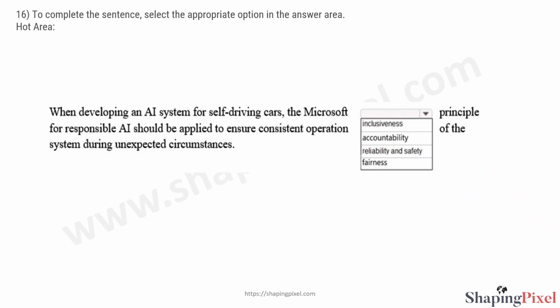Question number 16. To complete the sentence, select the appropriate option in the answer area. When developing an AI system for self-driving cars, the Microsoft dash principle for responsible AI should be applied to ensure consistent operation of the system during unexpected circumstances. And we have four options. So the right answer here is option C, reliability and safety.